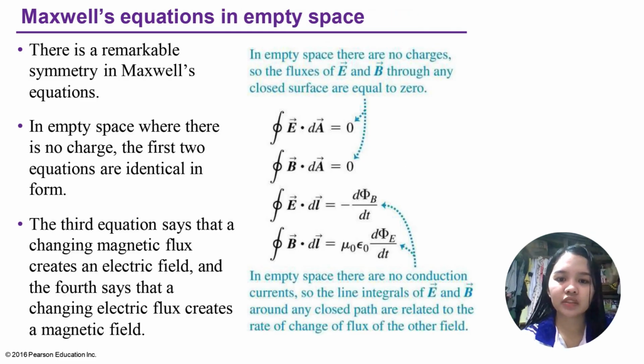So in empty space where there are no charges or currents, Maxwell's equations take on a particularly elegant form. The first two equations become identical, stating that the electric and magnetic flux through any closed surface are zero, while the third and fourth equations reveal a beautiful symmetry. A changing magnetic flux creates an electric field, and a changing electric flux creates a magnetic field. This symmetry is fundamental to the nature of electromagnetic waves.